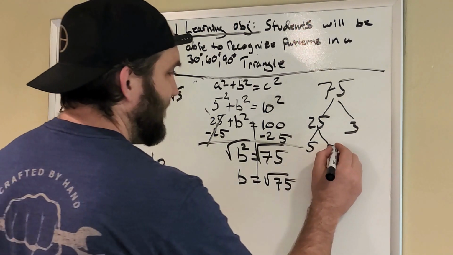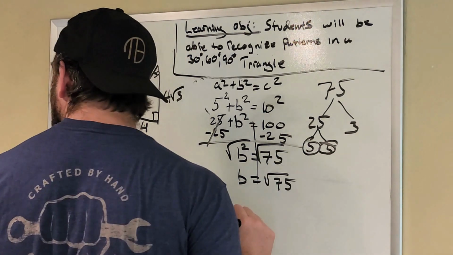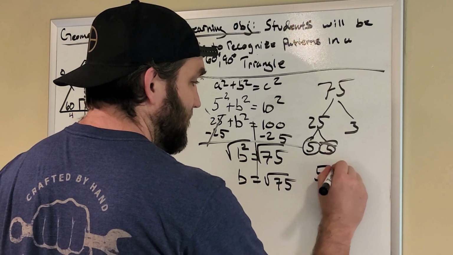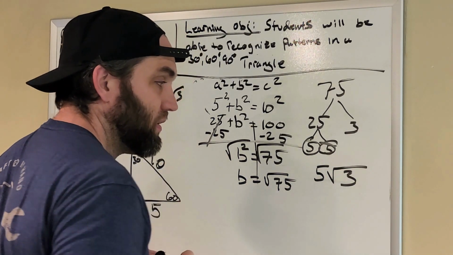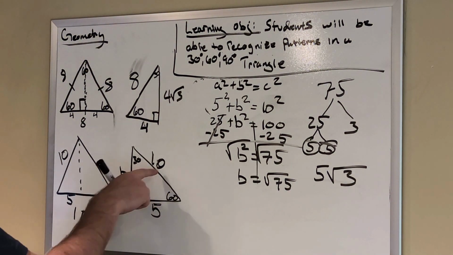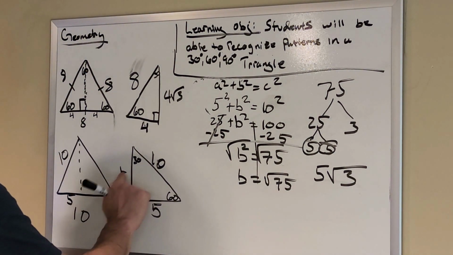Nope. So I take a look here. I circle my 5s. I end up with, take the 5 out, 5 square root 3. Okay? That's my answer for my B side, 5 square root 3.